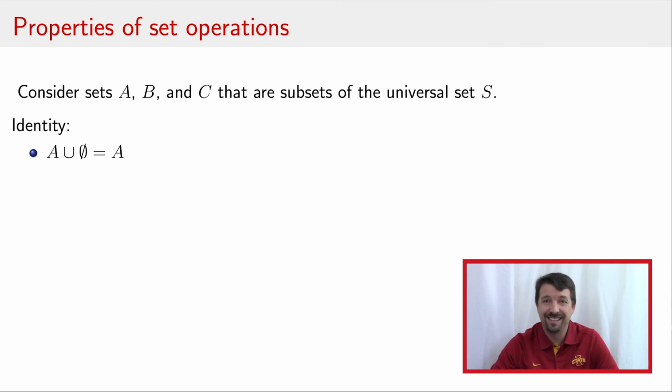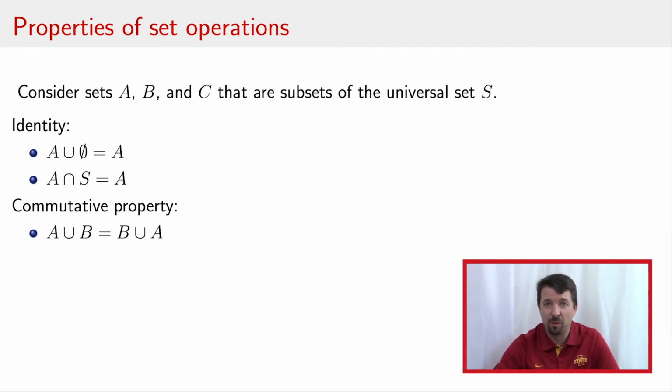We start with the identity property. So if we take a set A and we take its union with the empty set, we get back A. If we take a set A and we take its intersection with the universal set S, then we get back A. So that's the identity properties here for unions and intersections.